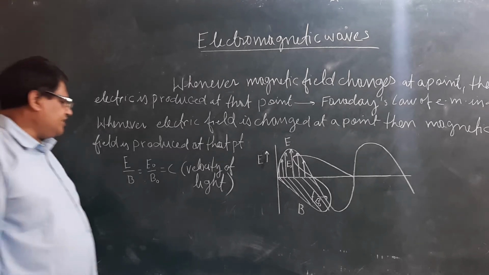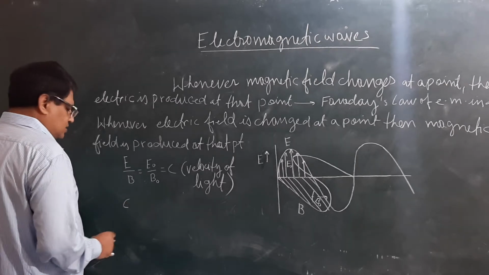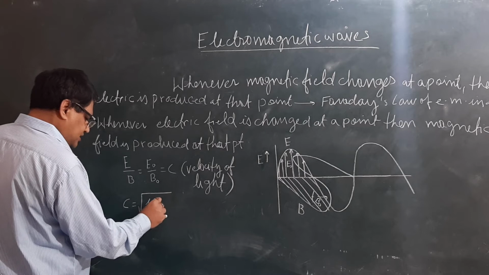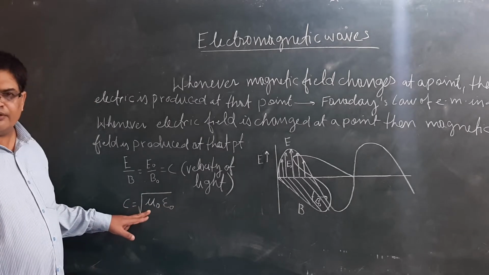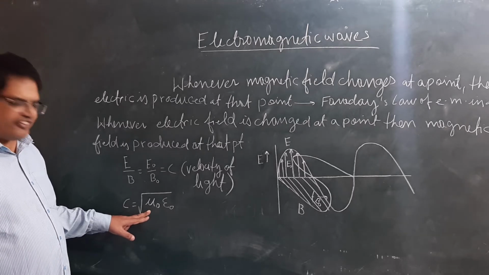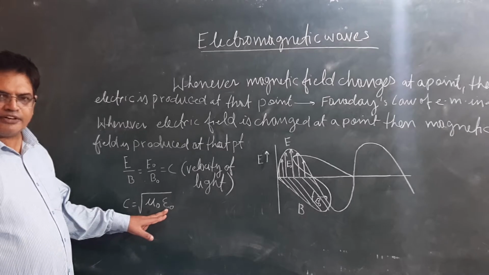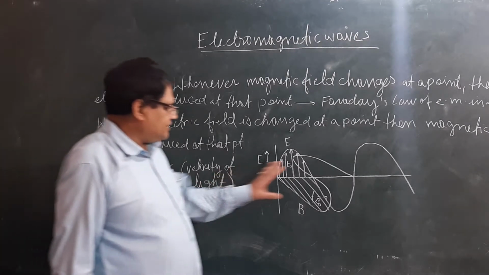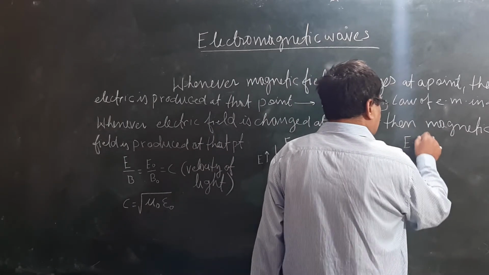Now velocity of light also has another formula. C is equal to 1 by square root of mu naught multiplied by epsilon naught. Mu naught is the magnetic permeability of free space and epsilon naught is the electric permittivity of free space. Now this is the electromagnetic wave.